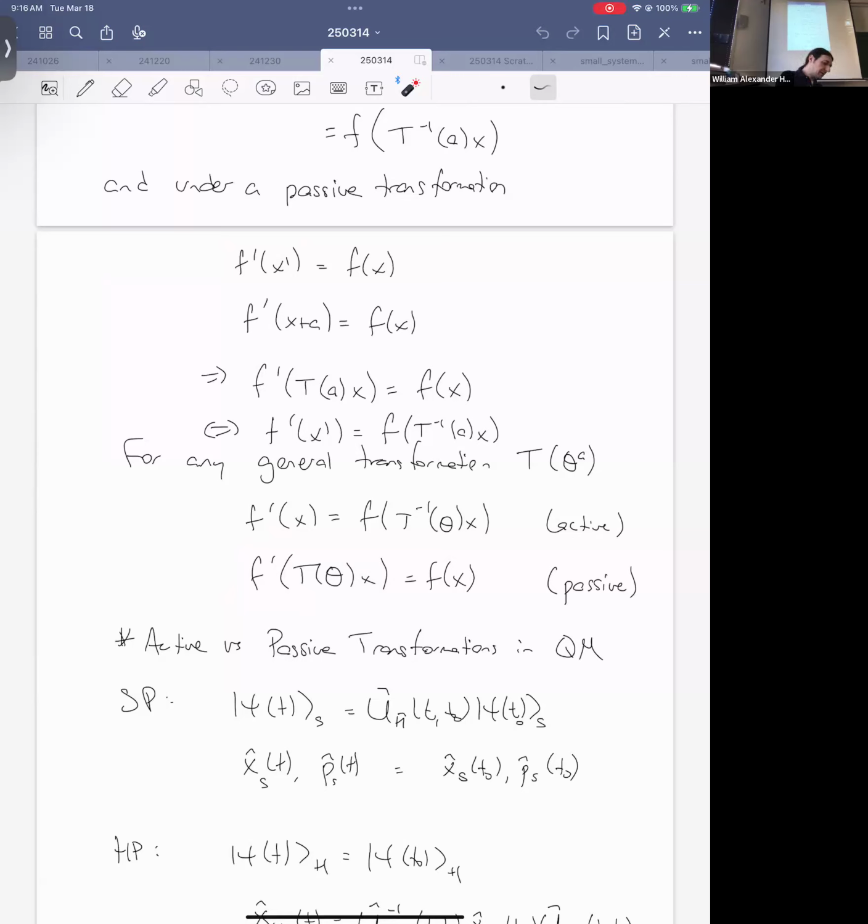Good. And then we said, if I rename this translated x to some kind of x prime, then this is f prime of x prime equals f of the inverse on x prime, in a self-consistent way between active and passive.